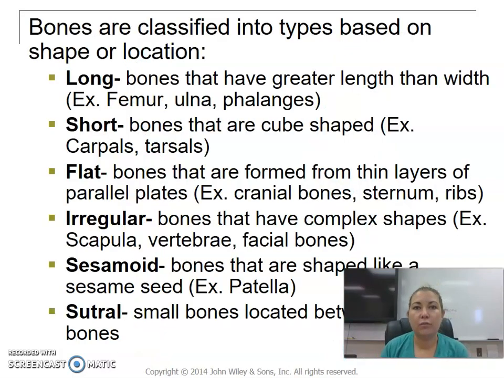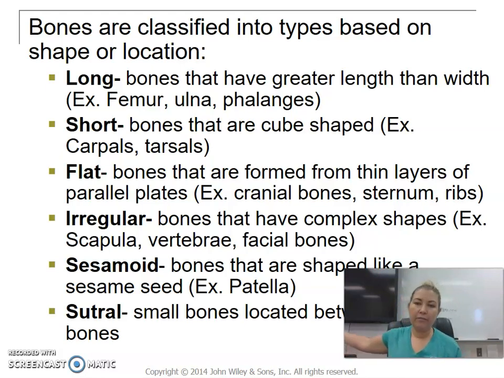So the next group of terms are classifying your bones according to their shape or more rarely their location. So most of the bones that you probably think about when you think about bones are like this tibia. They are long bones, meaning they have a greater length than a width. So most of your bones that you probably already know are long bones.